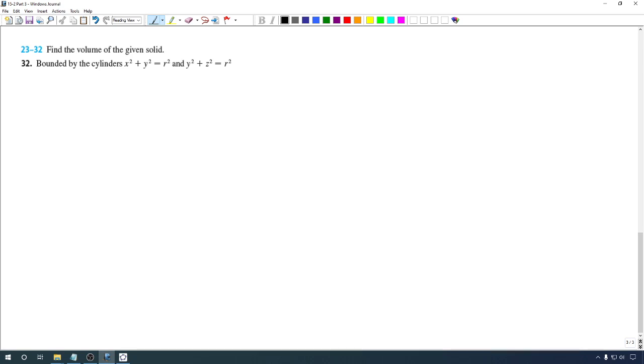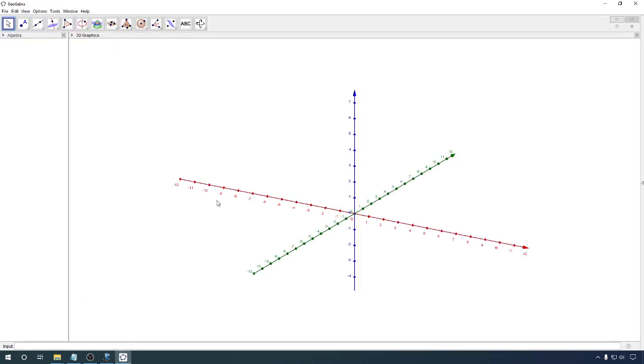Our next example is kind of an interesting one. We're going to be working with two different cylinders. We have x squared plus y squared equals r squared, and we have y squared plus z squared equals r squared. To actually draw these in GeoGebra, I'm going to pick r equals 1, but we'll solve the problem for general r. So let's see what we're really talking about here.